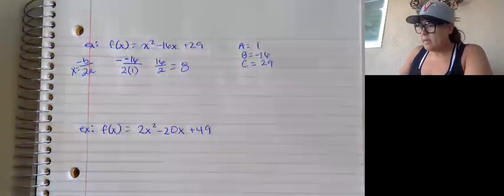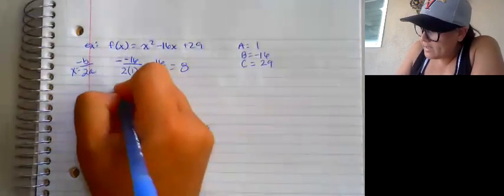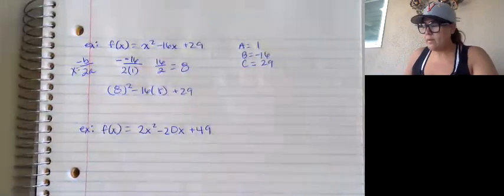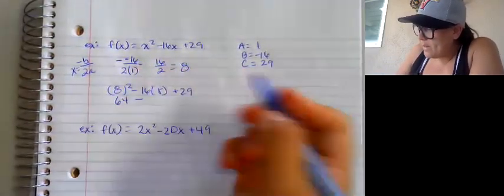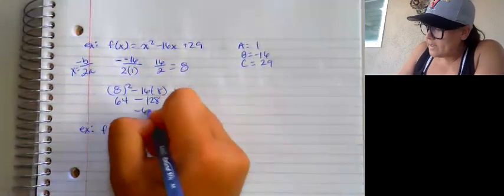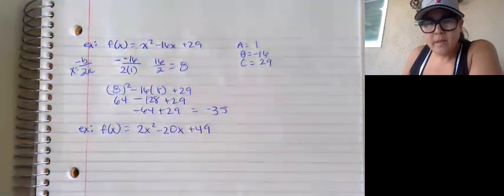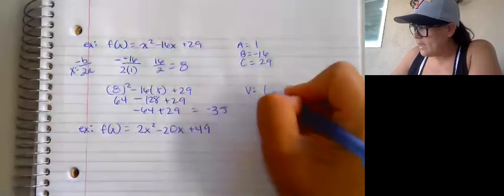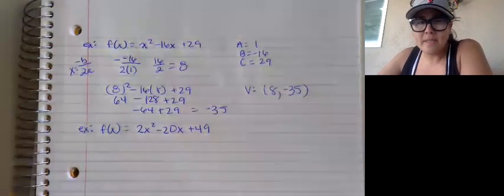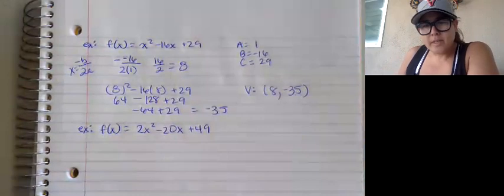Okay, no problem there. That's my x. Plug it back in and get your y. So here I've got 8 squared minus 16 times 8 plus 29. Okay. 8 squared is 64 minus 128 plus 29. Negative 64 plus 29 equals negative 35. Okay, so your vertex is 8, comma, negative 35. Remember, negatives are possible, decimals are possible because you're just finding a point on the graph. Okay. So there's your vertex for that one.